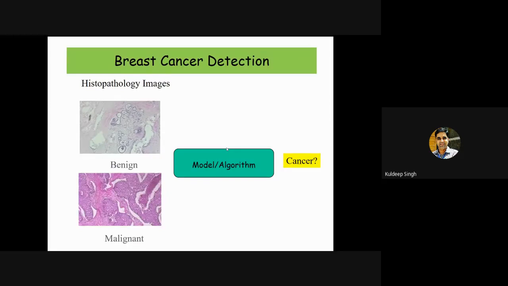Another example is breast cancer detection, where we use histopathology images. These are basically microscopic images of tissue, and the idea is to check whether the tissues are malignant or benign. Benign means they are normal. Malignant means they have symptoms of cancer. So with the help of these histopathology images, we can train a model or algorithm, and this model can help us in detecting cancer in histopathology images.